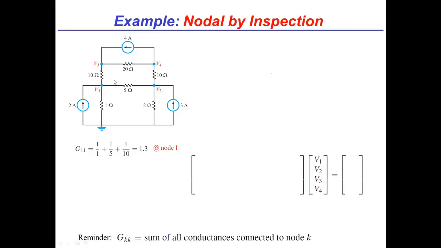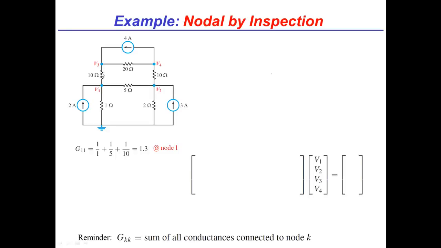And let's go ahead and look at node 1. Okay? And we notice that there are 3 conductances connected to it. There's a 1 ohm resistor, there's a 10 ohm resistor, and a 5 ohm resistor. So we'll have 1 over 1 to get the conductance here, 1 over 5 to get the conductance here, and 1 over 10 to get the conductance here.